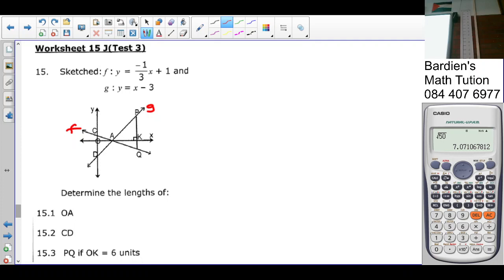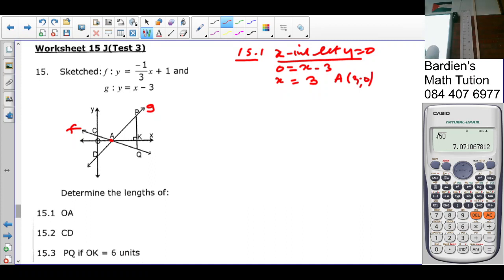The question says determine the length of OA. So OA is what? A is your x-intercept of both graphs, so I can use any one of them. How do I work out your x-intercept? Let y equal 0. We're going to use g of x. So 0 is equal to x minus 3, so x is equal to 3. So the coordinates of A are 3 and 0.